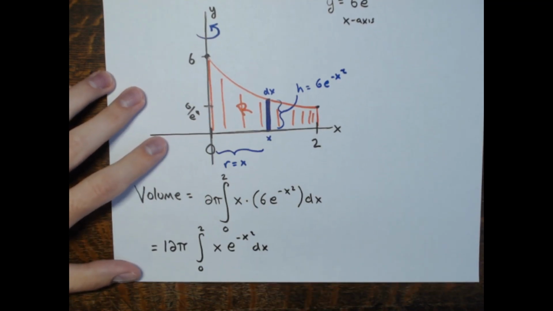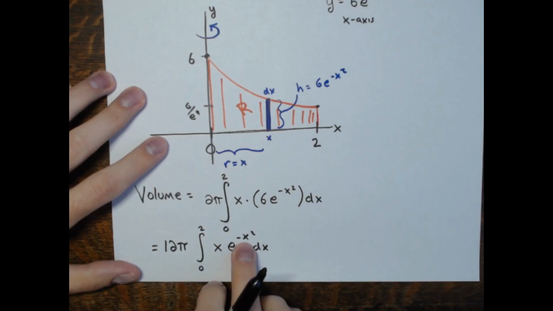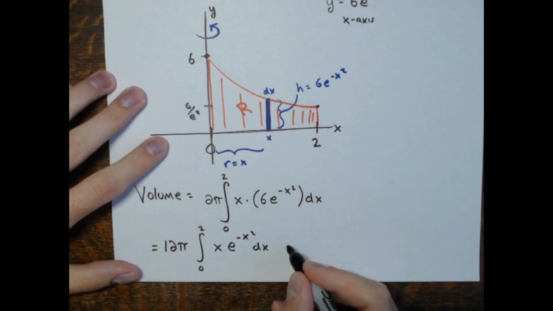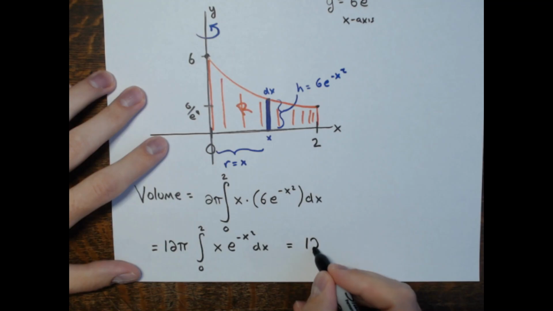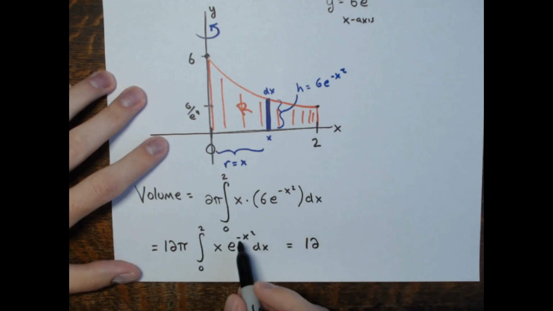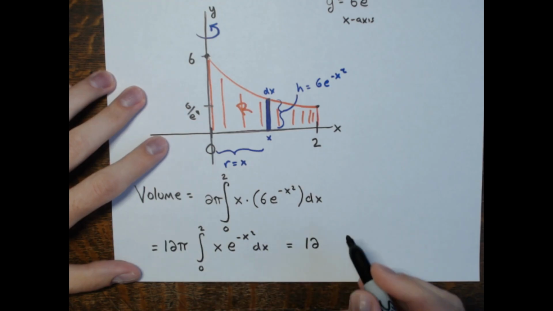Now, if you see the antiderivative already, cool. But you could do a u substitution here. Instead of e to the negative x squared, maybe call it e to the negative u, and change your limits. But I already know the antiderivative for this. It's pretty simple, I feel, because the derivative of negative x squared is negative 2x. So I just get e to the negative x squared, times negative half.